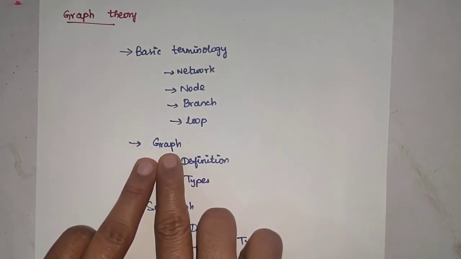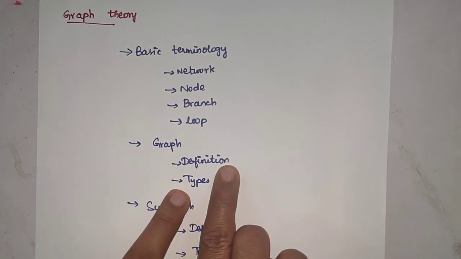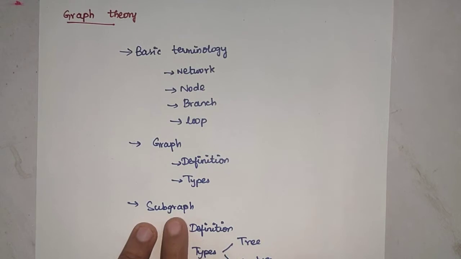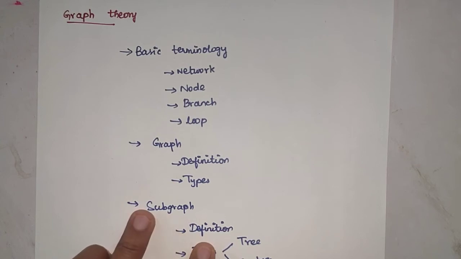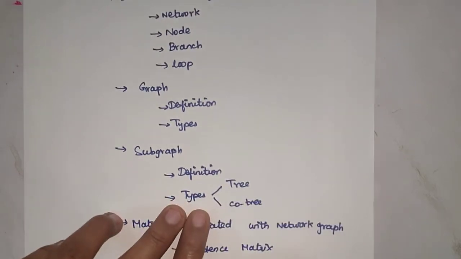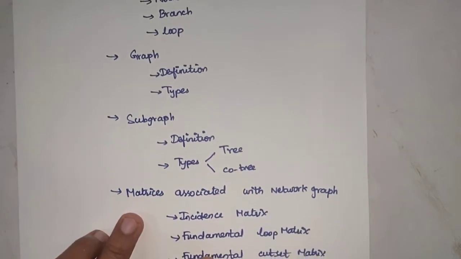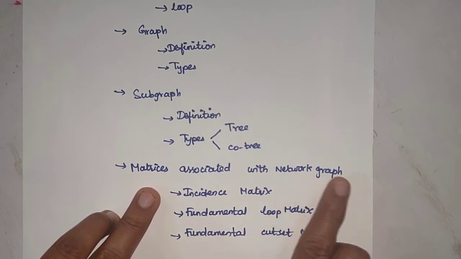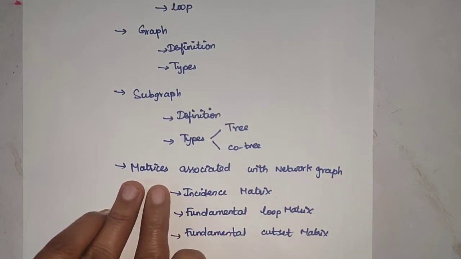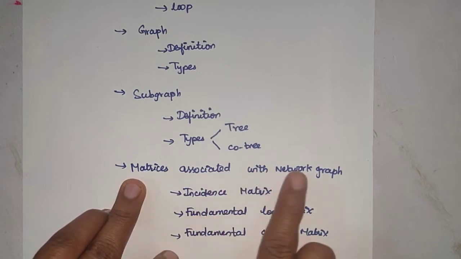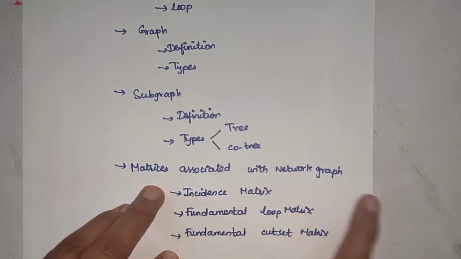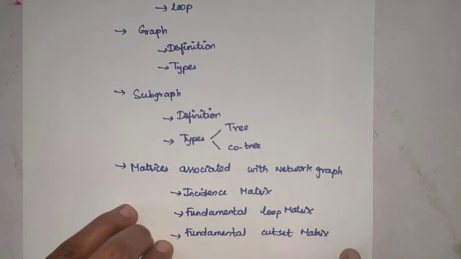Next topic is graph. First we have to know the definition of graph and then types. Third topic is subgraph. First we have to know the definition of subgraph and then types. There are two types of subgraphs. First one tree, second one co-tree. After that, network graph is represented as matrix. So under the matrices associated with network graphs, we are going to study incidence matrix, fundamental loop matrix and fundamental cut set matrix.